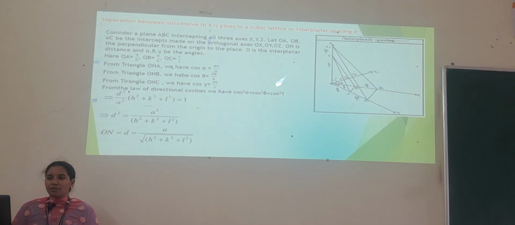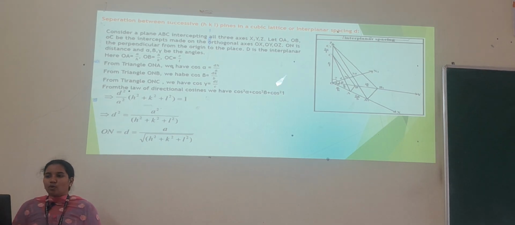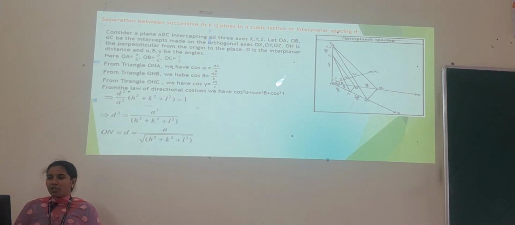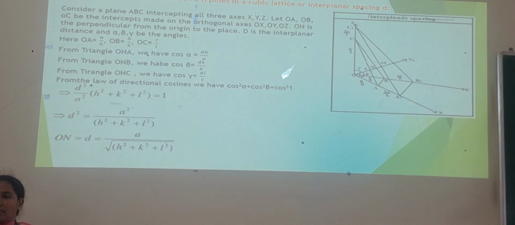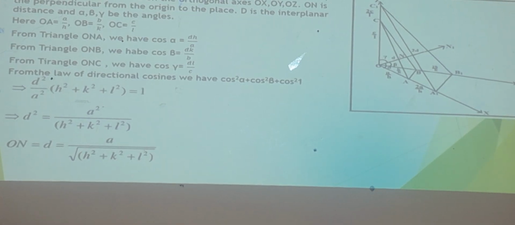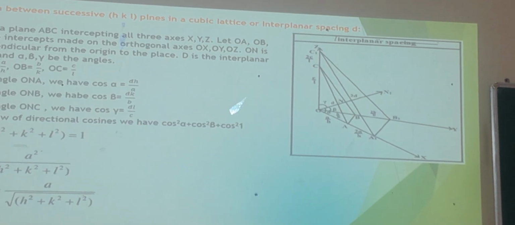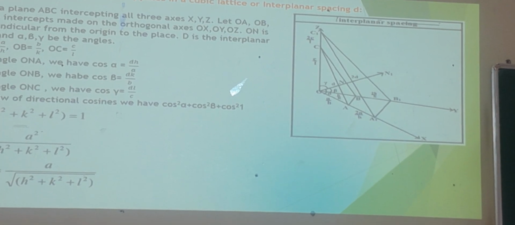Now, the separation between successive HKL planes in a cubic lattice is the interplanar spacing d. Consider a plane ABC intersecting all the three axes X, Y, Z. Let OA, OB, OC, as you can see in the interplanar spacing figure, be the intercepts made on the orthogonal axes OX, OY, OZ. ON is the perpendicular from the origin to the plane. d is the interplanar spacing distance. Alpha, beta, gamma are the three angles.